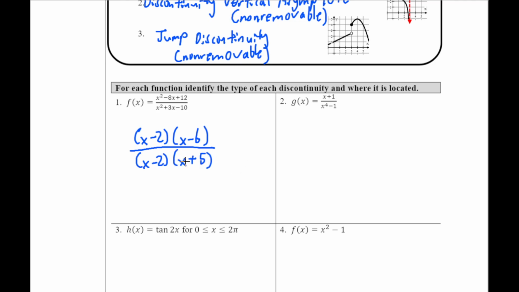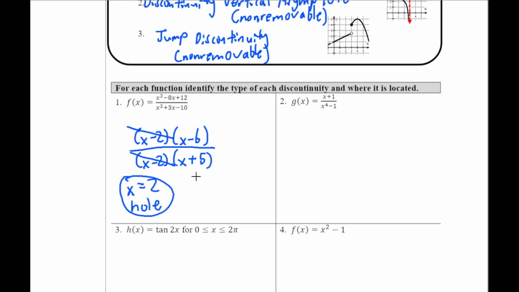So you can see here that there's x minus 2 on the top and bottom. When x is equal to 2, that's 2 minus 2, 0, on the top and 2 minus 2, 0 on the bottom. This is what we call a hole. Anything that factors out on the top and bottom is a hole. And you see what's left: x minus 6 over x plus 5.